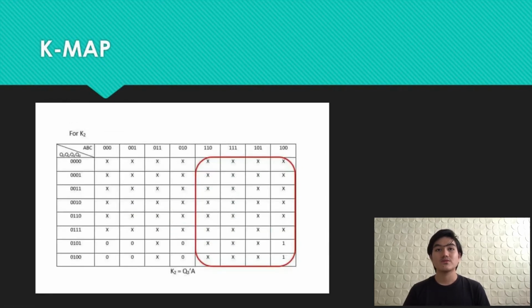And next for K2, there is only one loop. So for this question, there will be only one term. So based on the loop, we'll get the equation for K2, which is K2 equals Q3 bar A. So that's all for me.